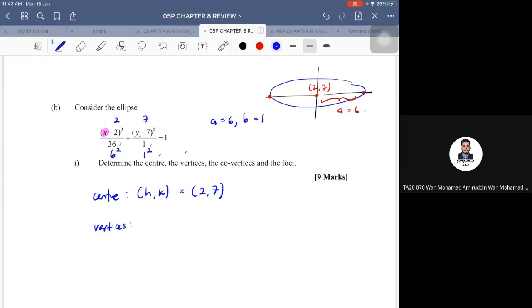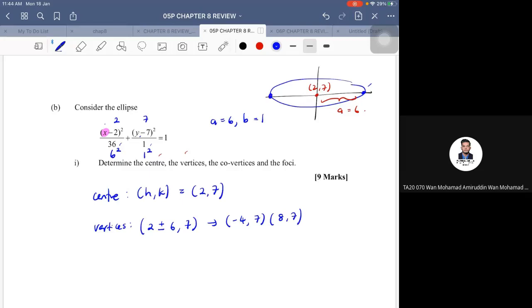So X dia berubah sekarang. So the original spot is at 2. Kalau kita gerak ke kiri, dia akan jadi tolak 6. Gerak ke kanan, dia akan jadi tambah 6. So I'm going to have 2 plus minus of 6. Ni adalah 7. Maknanya apa kita punya vertices? Vertices yang pertama, yang belah kiri ni, so nilai dia adalah 2 tolak 6. So dia akan jadi negatif 4, 7. And belah kanan, so which is going to be here, dia akan jadi 2 tambah 6. So the value is going to be 8, 7. So those are going to be my vertices.